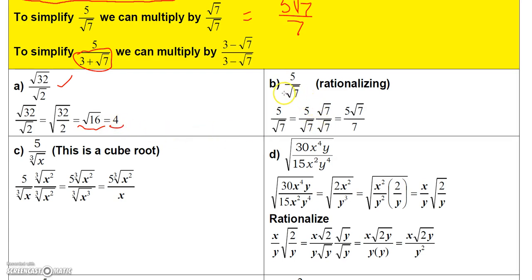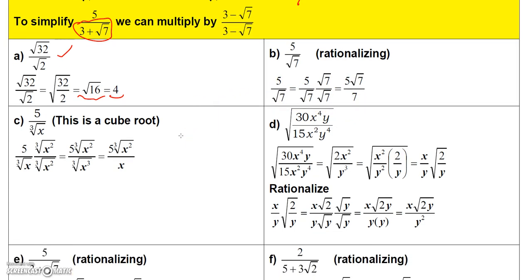But on this one, I just showed you this one. If you have 5 over square root of 7, you've got to multiply that by square root of 7 over square root of 7, so that when you multiply 5 times square root of 7, you get 5 square root of 7, but when you multiply square root of 7 times square root of 7, you just get 7, and thus you've rationalized the denominator.